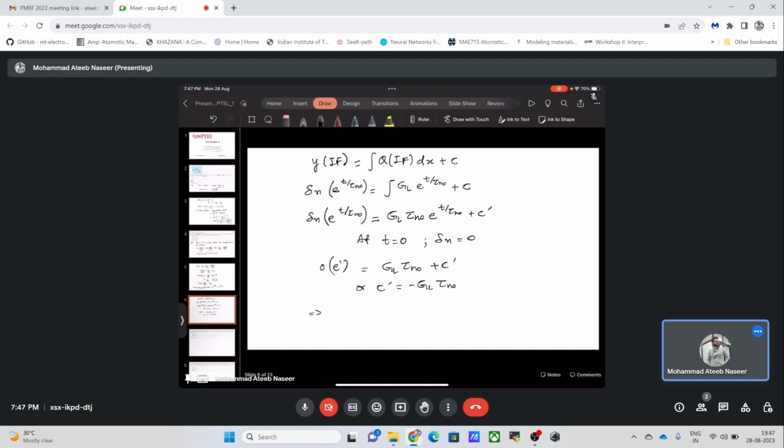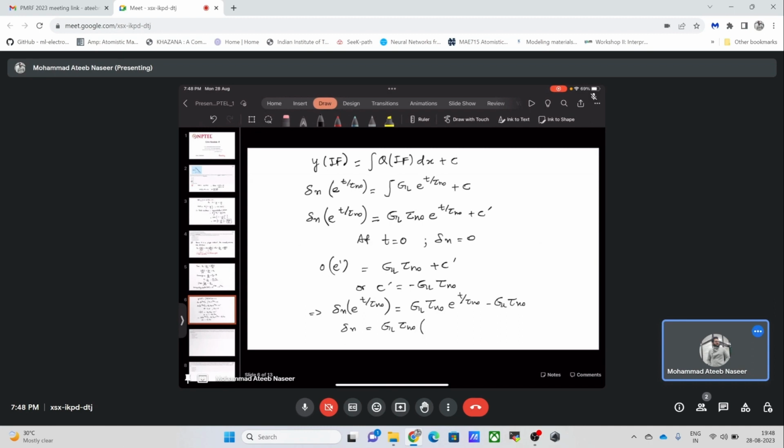It implies delta n e to the power of t by tau n naught is simply GL tau n naught e to the power of t by tau n naught minus GL tau n naught. Let's divide both sides by the exponential of t by tau n naught, and we will be left with this thing, GL tau n naught.